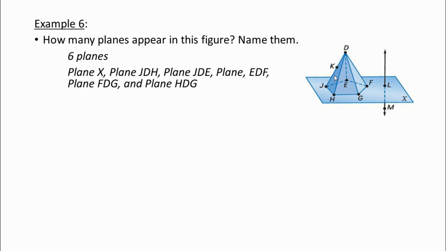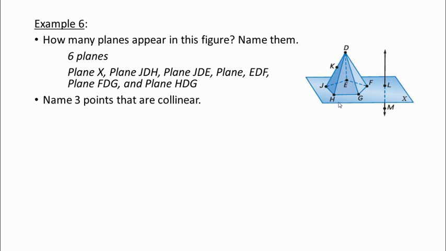If I were to name each of them, the bottom would be plane X, and then all these other sides you could call HDG, GDF, JDH, JDE. I think I covered all of them. And you could also call plane X something else like HGF, or EFG, or EJH. Any of these points on plane X could be used to name plane X. So there are often a lot of answers for these types of questions.